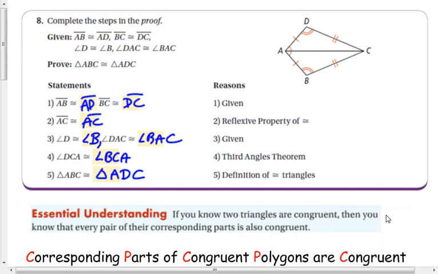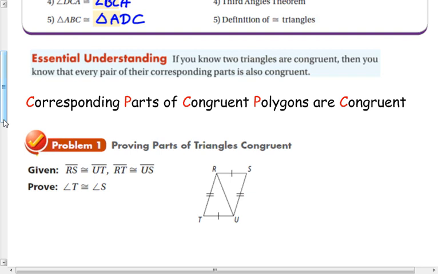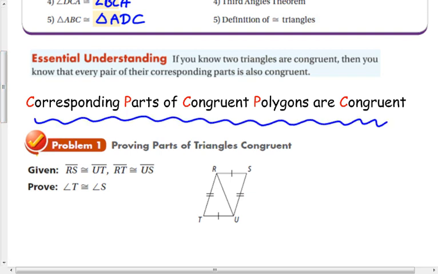So this was a proof using the definition of congruent triangles, which states that if all three pairs of angles are congruent and all three pairs of sides are congruent, then the two triangles are congruent. Well, the converse of that is also true. If you know that two triangles are congruent, then you know that every pair of their corresponding parts is also congruent. And we're going to call this corresponding parts of congruent polygons are congruent.